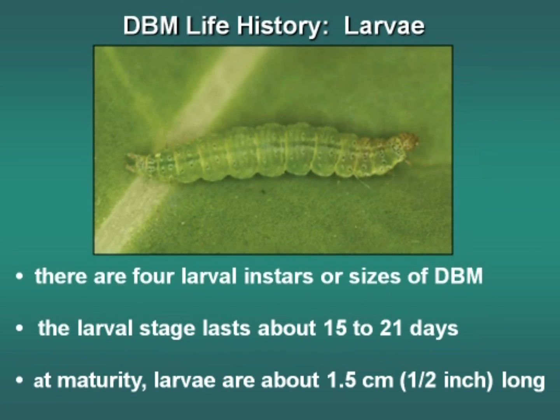The insects grow fairly rapidly. The larval stage lasts about 2 weeks in this weather, and it can take as much as 3 weeks depending on circumstances. And the size of the insect is about a half inch in length when it's fully mature.